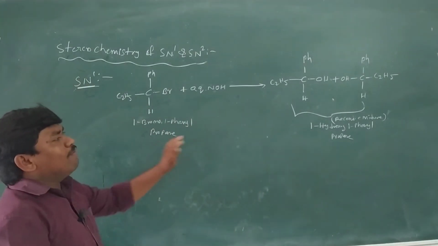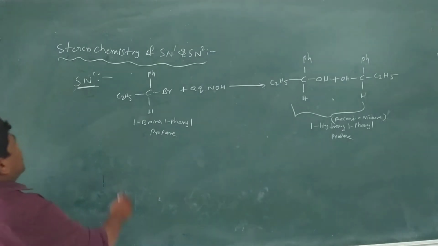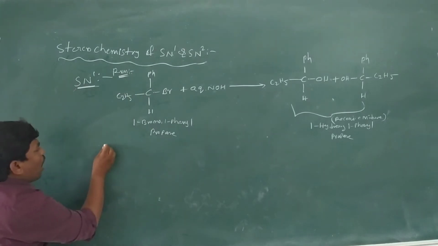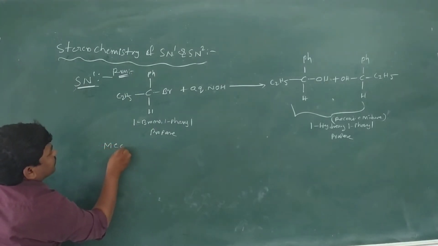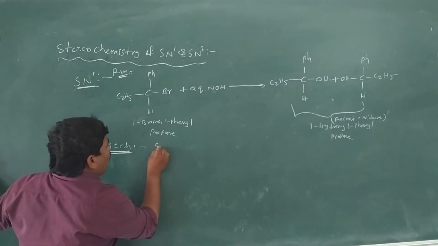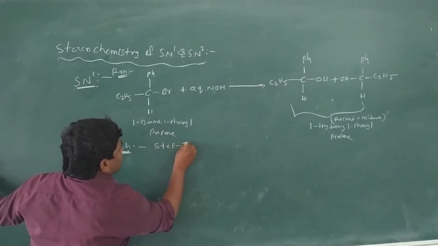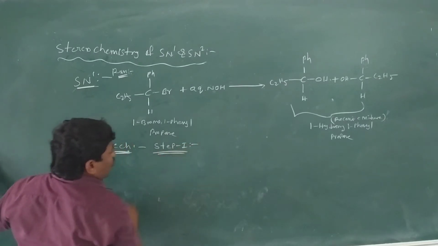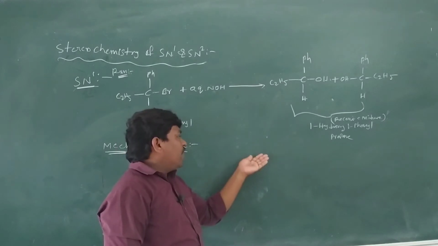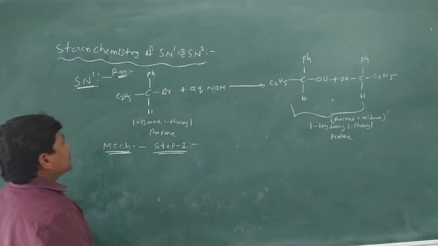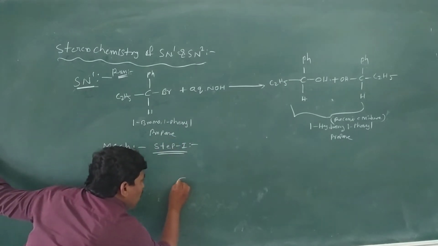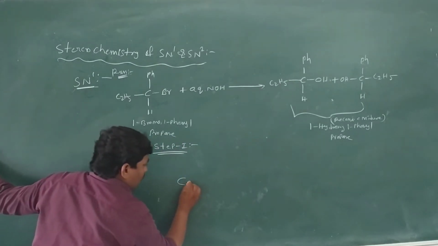This SN1 reaction mechanism involves two steps. First, step 1. Step 1 is a very slow step. First of all, let us look at the stereochemistry of 1-bromo-1-phenyl propane.